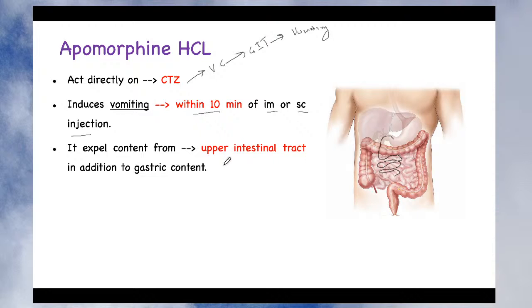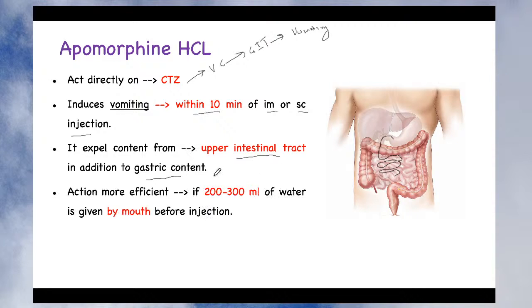So apomorphine expels content from the upper intestinal tract, which consists of your esophagus and your stomach, and it also removes content from your small intestine. Okay, so this is how it expels the content. The action is more efficient if 200 to 300 ml of water is given by mouth before the injection. So a very good tactic is that immediately after consumption of the poison, you can give 200 to 300 ml of water to drink.